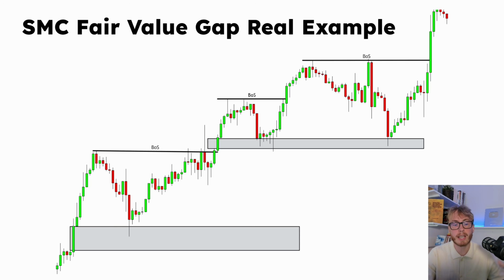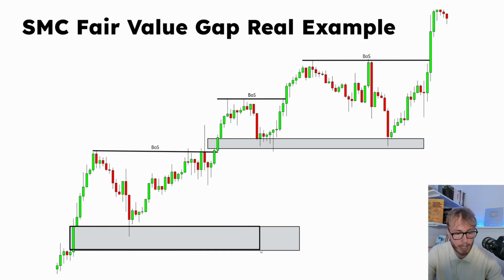So now let's take a look at an example of how we can use fair value gaps. And as you can see, already at this point right here, we have a pretty clear fair value gap. The reason for this is that we have a strong momentum candle right here. And we also have a gap between the lowest point of this candle and the highest point of this candle.